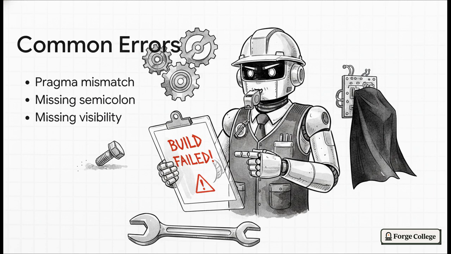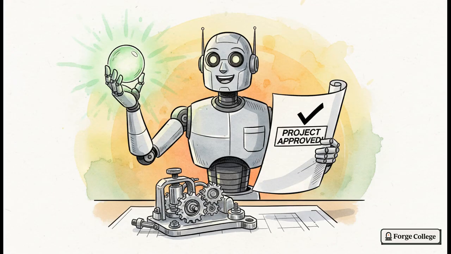It's almost always a common, easy-to-fix failure mode. The most frequent one is a pragma mismatch, which just means the version you wrote in your file doesn't match the version configured in hardhat.config.js. You just update one to match the other. Another classic is the missing semicolon, literally like forgetting to tighten a tiny bolt at the end of a line of code. Or you might have omitted visibility, meaning you simply forgot to tell the compiler if a function should be public or private. The compiler will tell you exactly which line is broken, so read the error, grab your wrench, and fix it.